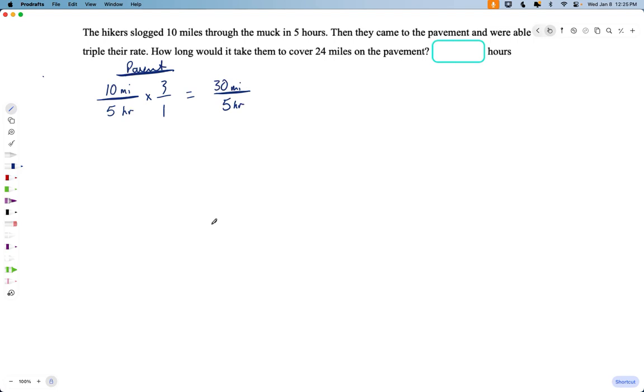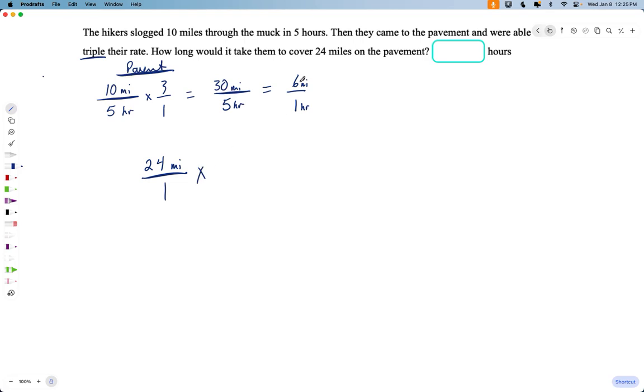Okay? Because triple is times 3. That's a whole number. We can reduce this 6 over 1 because we divide this by 5, we get 6. We divide this by 5, we get 1. So 6 miles per 1 hour is their new rate. That's their pavement rate. So they've got 24 miles. So we need to turn that into hours. We're going to convert that into hours by using our new rate.